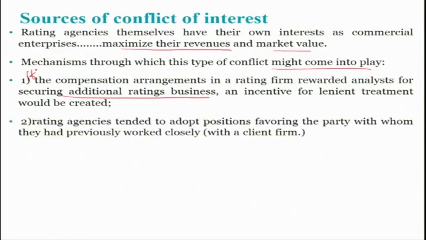And the second is that rating agencies tended to adopt positions favoring the party with whom they had previously worked closely, that means a client firm. If they already work with a firm, they tend to adopt positions favoring it, because they are getting their business. When they are rating, they are also getting the rating business. Since each firm has the freedom to approach any of the rating agencies, it's not necessary that they stick to one particular rating agency. So rating agencies, in order to get and retain their business, always adopt a position favoring the party with whom they have worked closely.